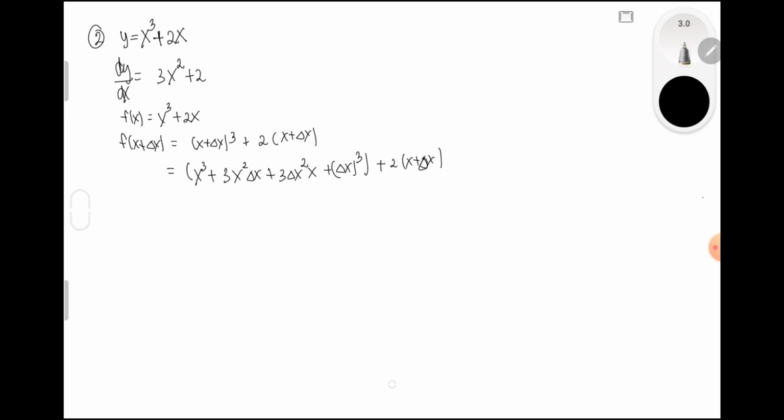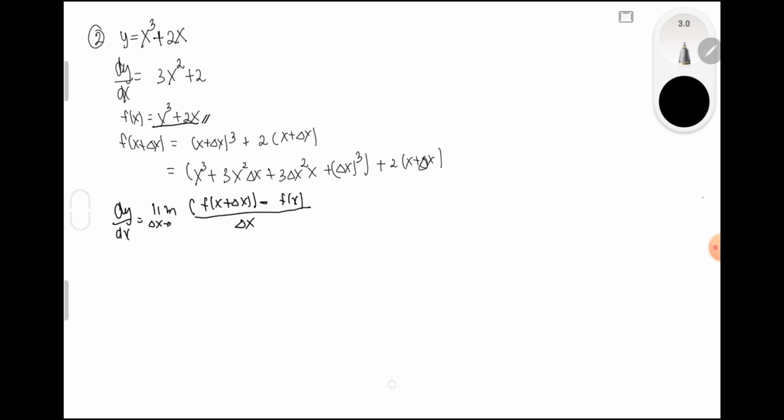So by further manipulation of the equation, we'll have a value of x cubed plus 3x squared delta x plus 3 delta x squared multiplied by x plus delta x cubed, close parentheses, plus 2 multiplied by x plus delta x. So take note that our f of x is this one. So applying our formula, which is equal to our dy over dx, we have our limit of f of x plus delta x minus f of x divided by delta x.